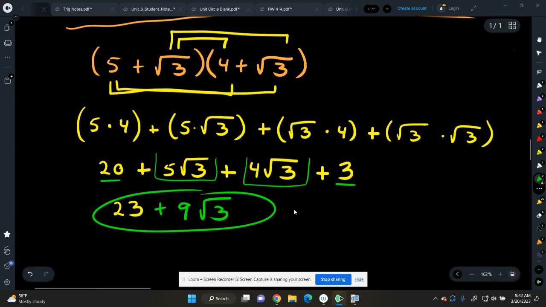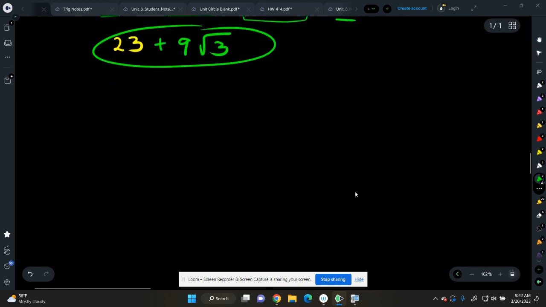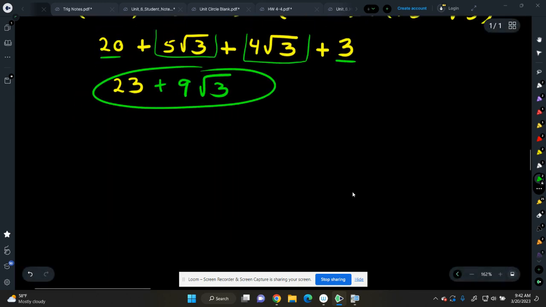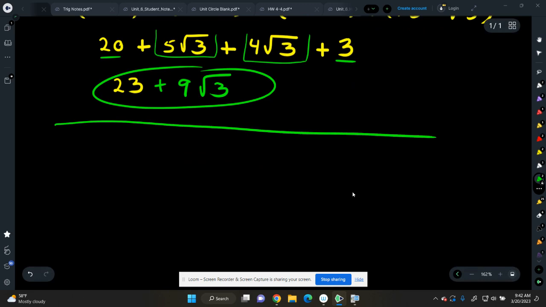Okay, one more example, and then I'll give you your worksheet. Everybody okay with that one? Yeah. Okay. Let's do negative 2 root 2 minus 2 times root 2 minus 4.